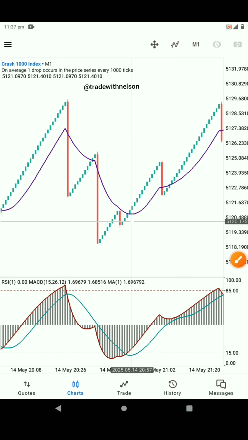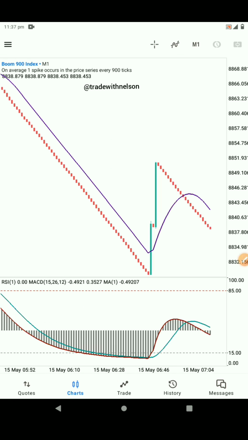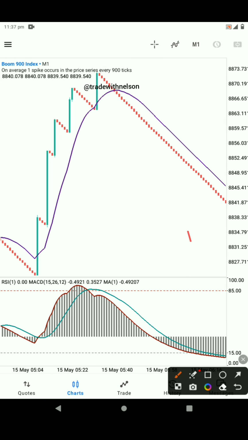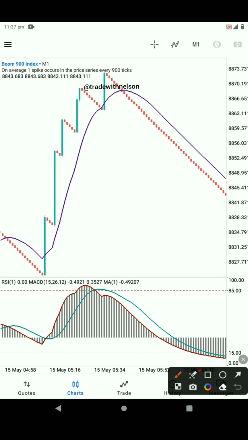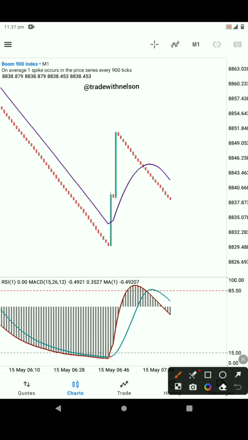So let's go to the boom and crash 900 and let me show you 1 or 2 examples over there. This is the boom 900 market. Like I said, go to your 15 minutes time frame and determine the direction of the market. You want to see the boom market in a downtrend and the crash market in an uptrend. So over here, this is recent market. You have a spike to the upside that pushes the MACD and the moving average into the 85 level. So once you have that, you want to see market retrace and go below this moving average.